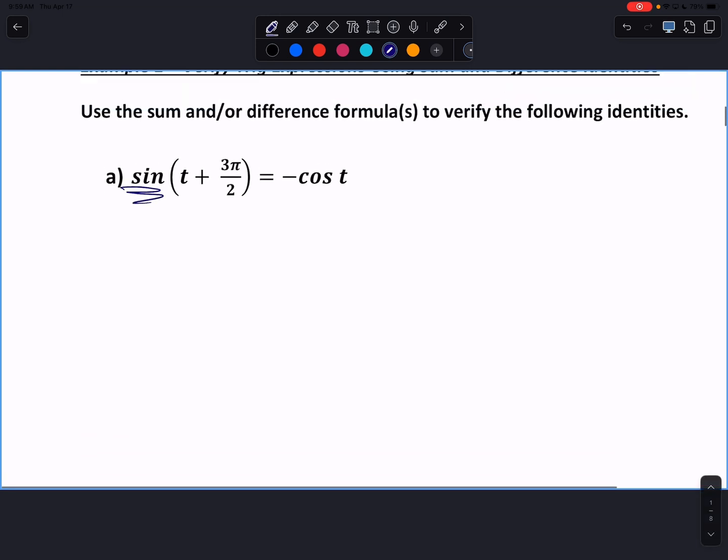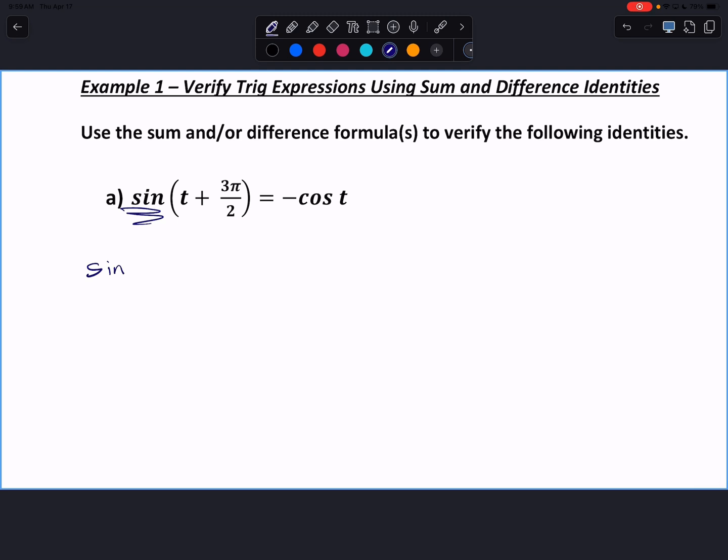Sine. So we're going to write sine, cosine, cosine, sine. Can you say it that fast? Try it. Good job. You did it. Okay. And then whatever's written first, we're going to write it first.